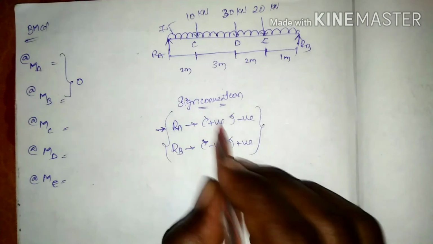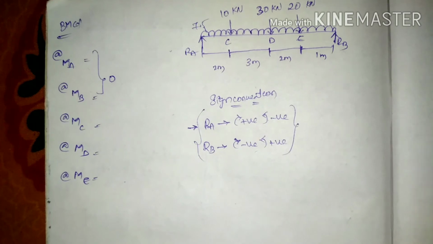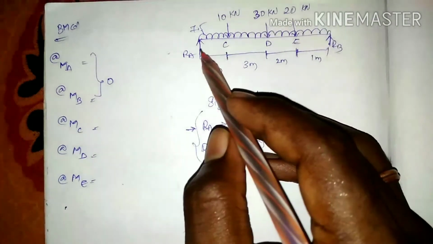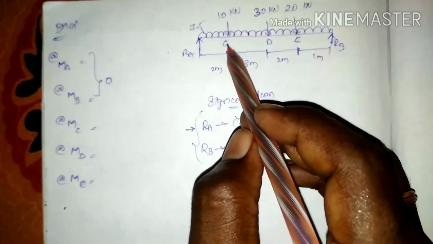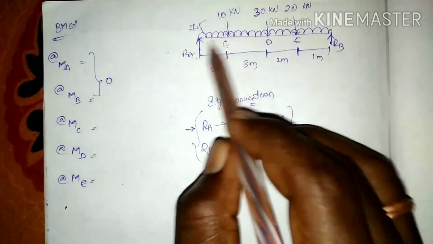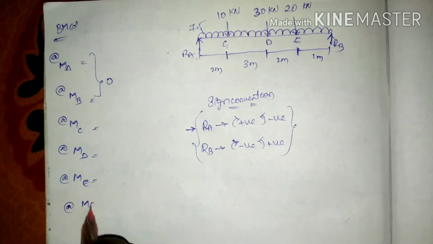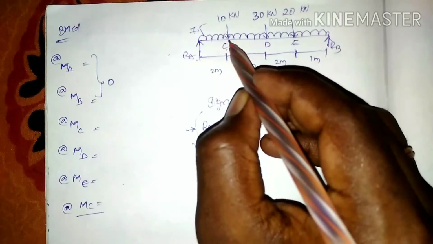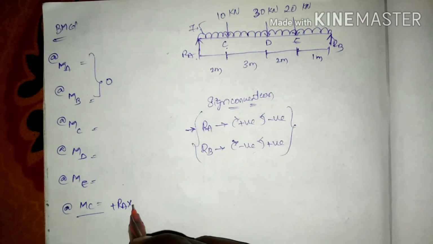If you remember these sign conventions, then only you are going to be able to find out the moments about any point. Here we are taking the moment about C from RA, and E from RB, and D let it be from RA, from RB let it be. The moment about C is equal to RA, which is going in the clockwise direction, so it is positive, RA into the distance from A to C, which is 2 meters.